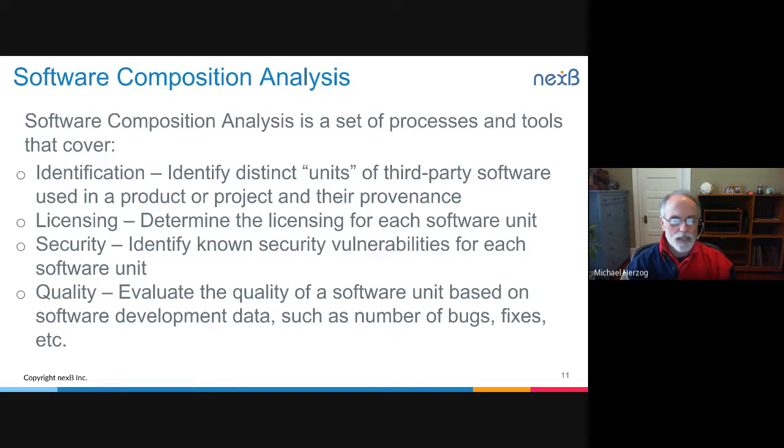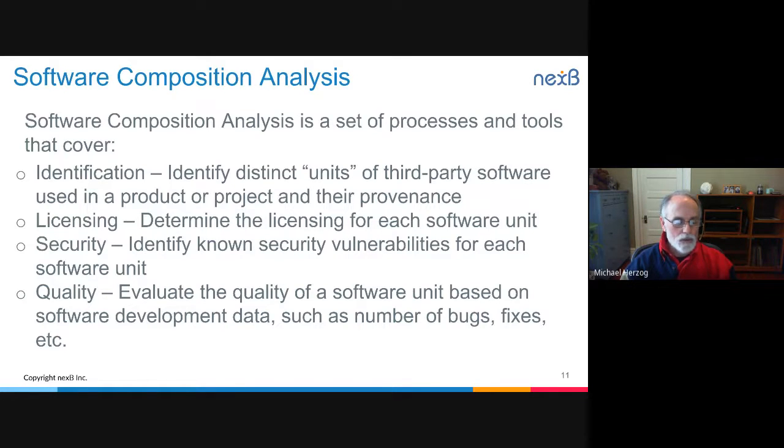Security in this context, again, is focusing on security vulnerabilities for a software unit. So some piece of software that you're passing through the supply chain. This is, again, only a subset of all the security issues. There's dynamic testing for security, identification of malware, all sorts of things like that. But this is the fundamental part that we're covering in software composition analysis: known security vulnerabilities.